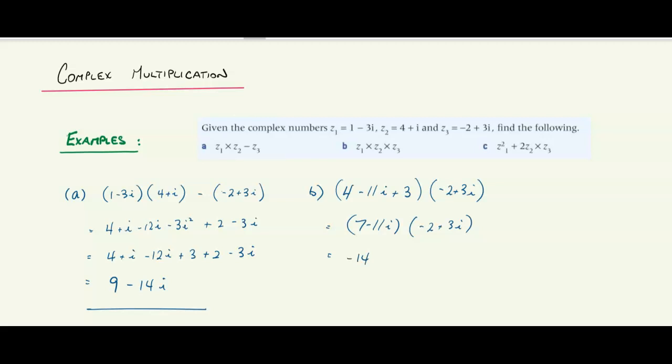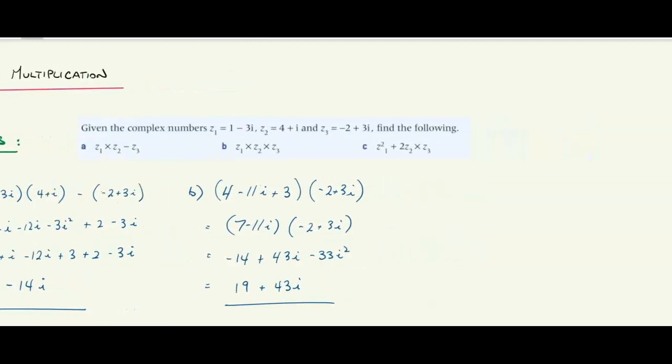So negative 14 plus 21i plus 22i, so now I've got plus 43i. Now this is minus 33i squared. i squared is negative 1, so it's plus 33. So minus 14 plus 33 is 19, plus 43i should be our result.